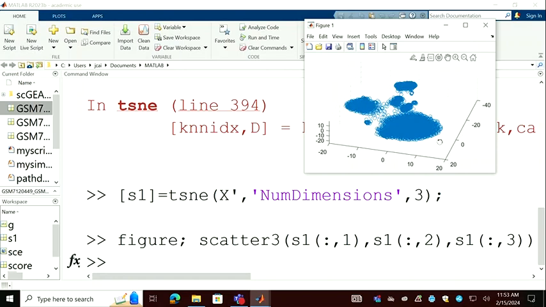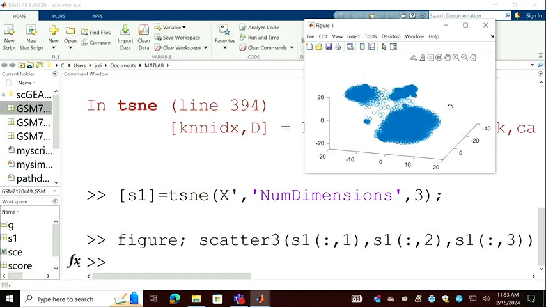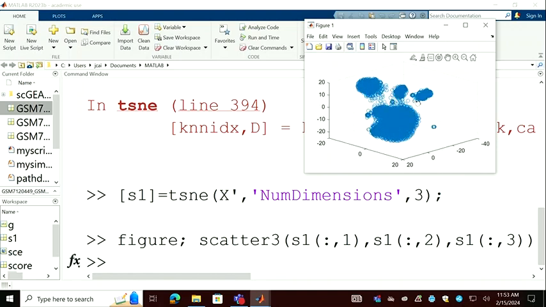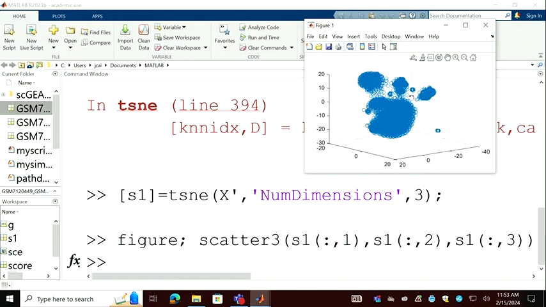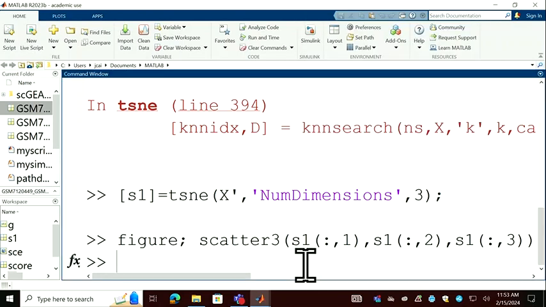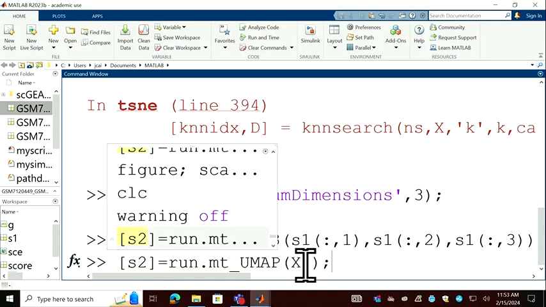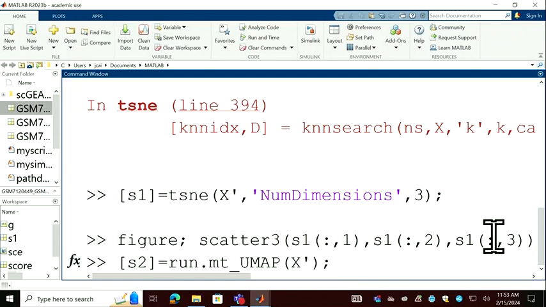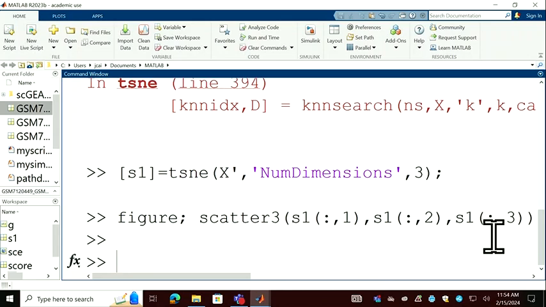Okay, I think we can stop here today, and that's my t-SNE result and then the 3D scatter plot to show you the cell clusters. I don't think I can finish this. Let me see how long that will take.